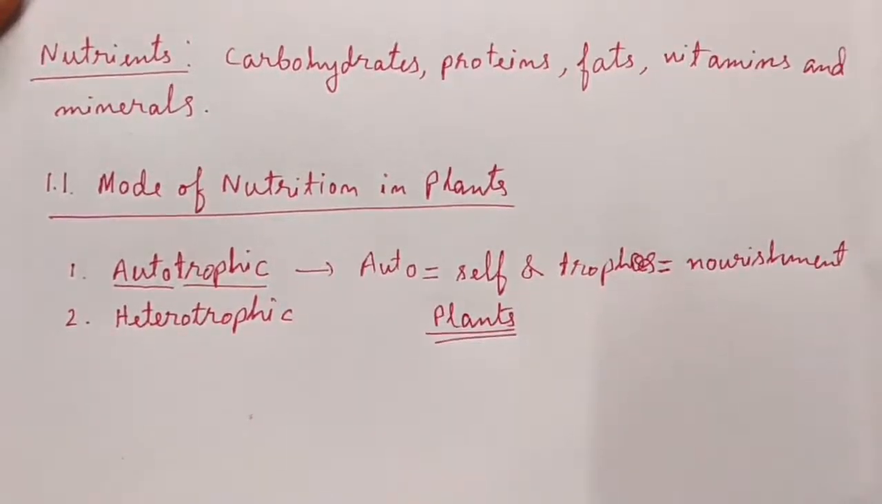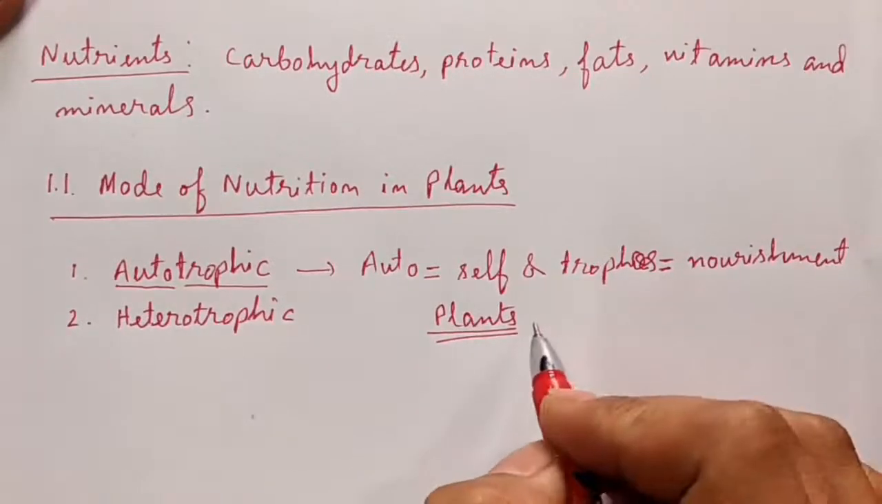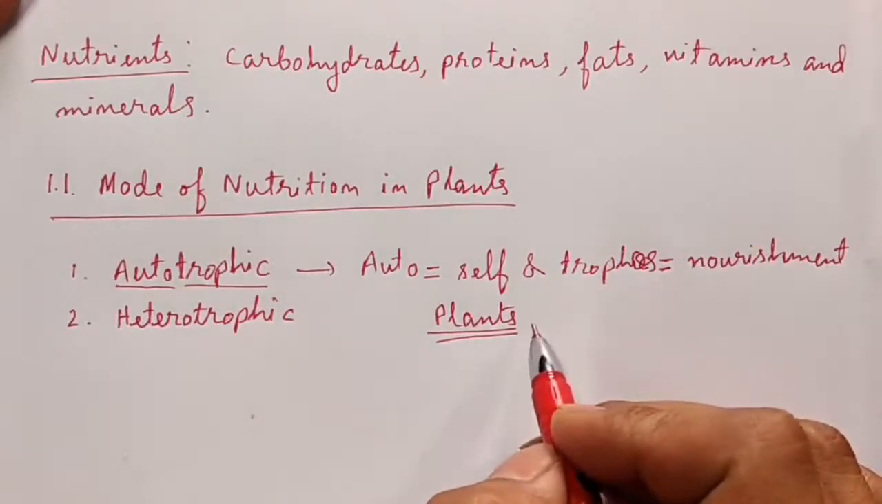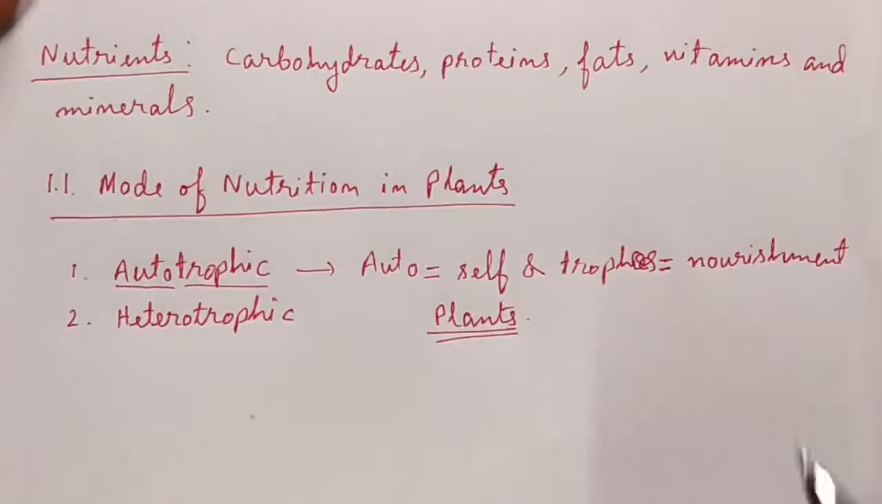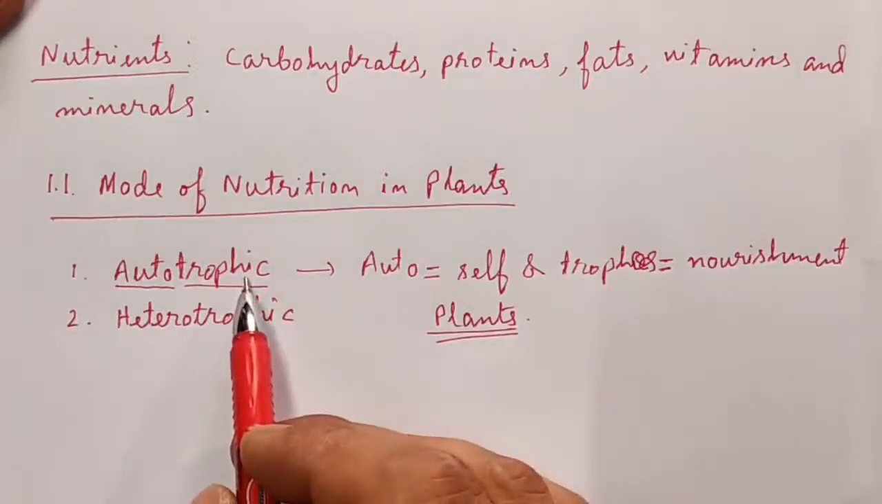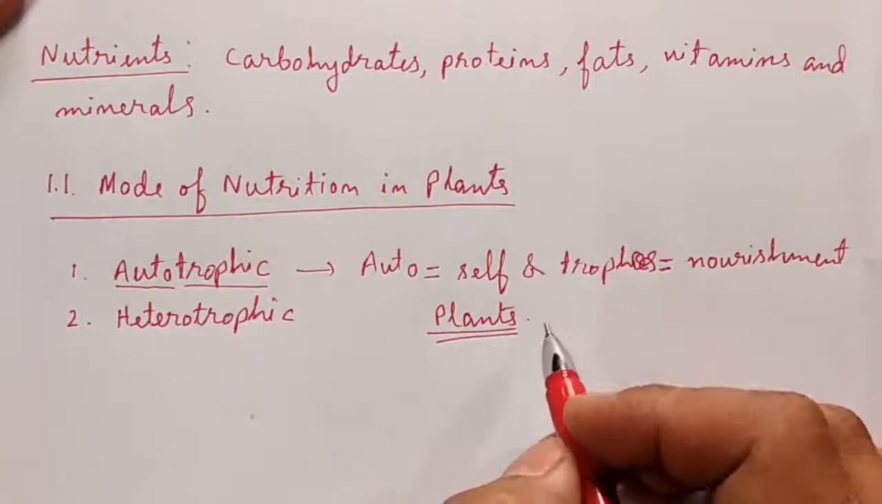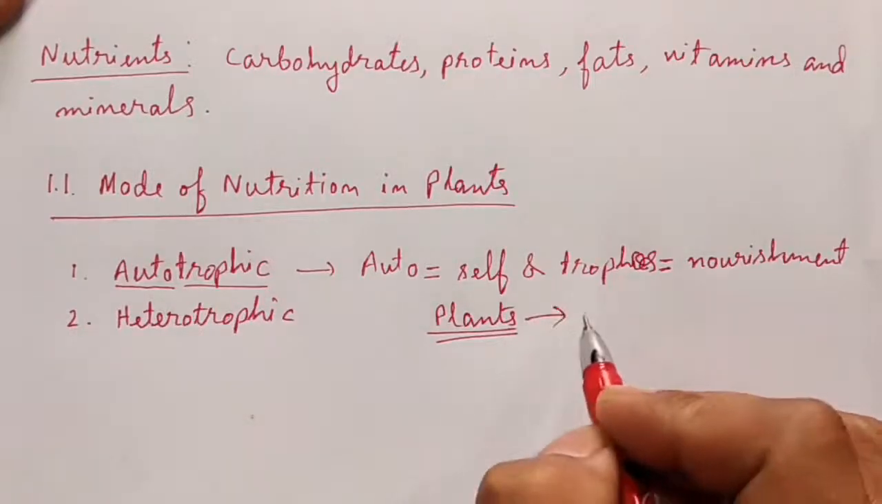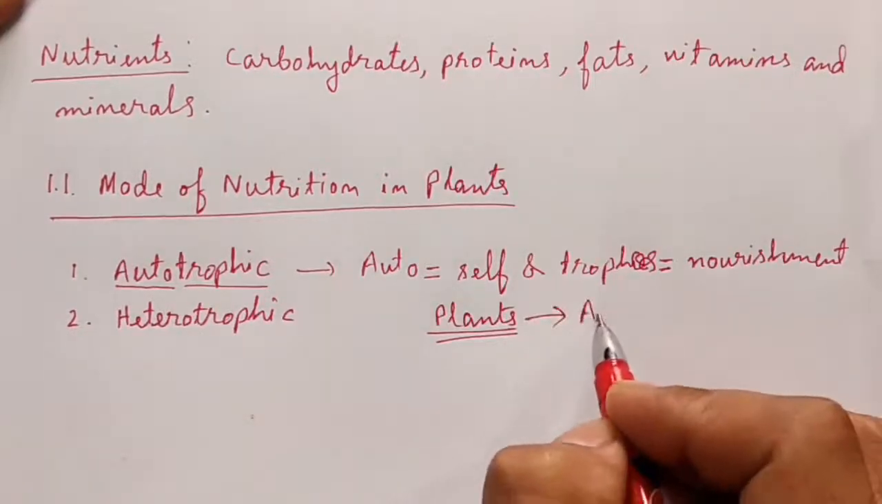Plants can make their own food by the process of photosynthesis that will be studied later. So, plants are an example of autotrophs. The organisms that use autotrophic nutrition are called autotrophs. So, plant is an example of autotrophs.